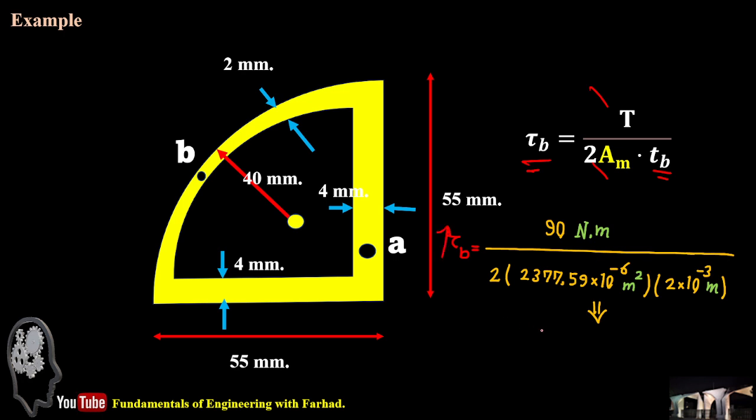Definitely tau B is higher than tau A. So tau B is equal to 9.46 megapascal. And that's all we had for this example. We'll solve more problems. Thank you.